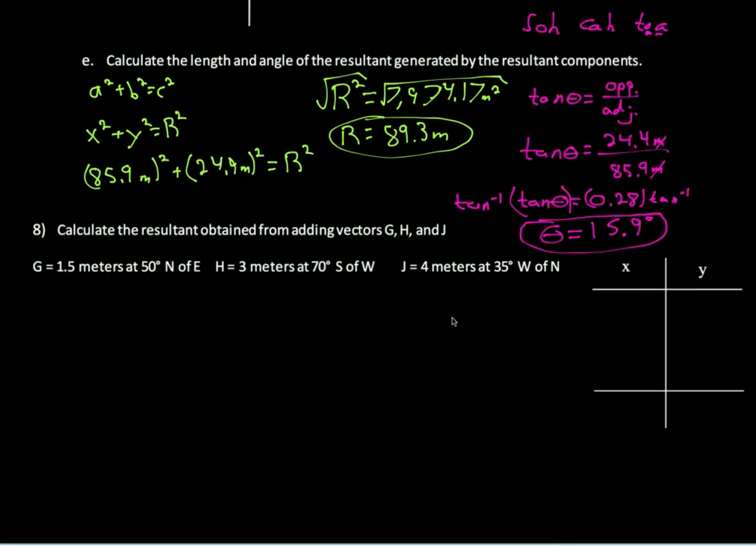So let's take a look at this last example now. Very similar to the one we just did, just that now we're dealing with 3 vectors instead of 2. So let's go through it quickly. There is one other tricky part about this though, right?